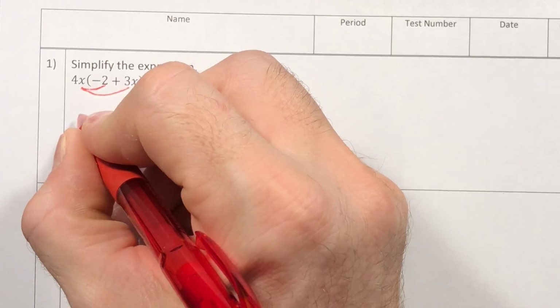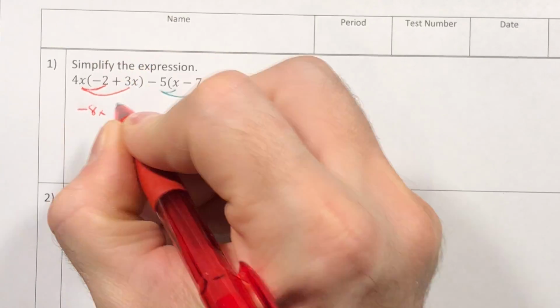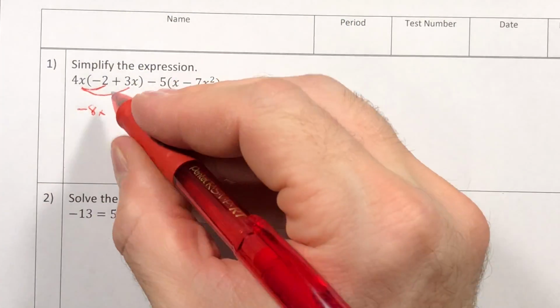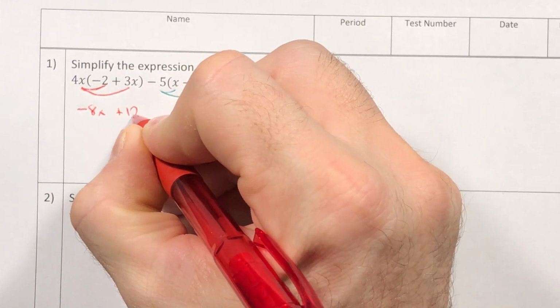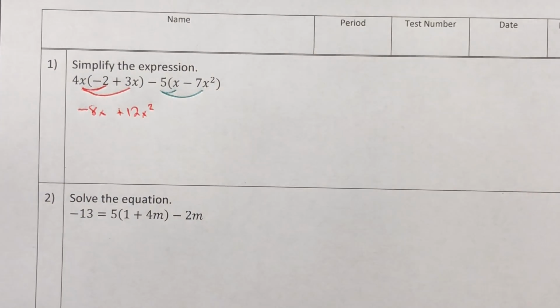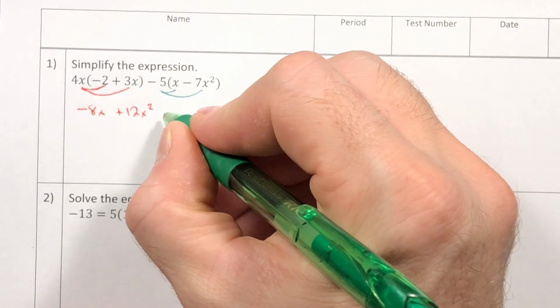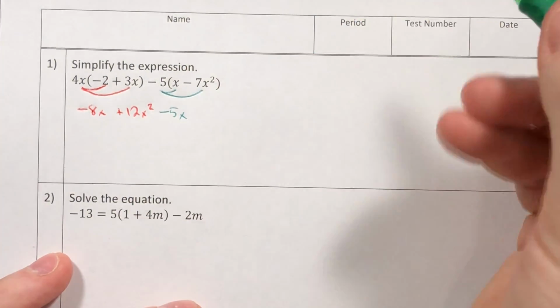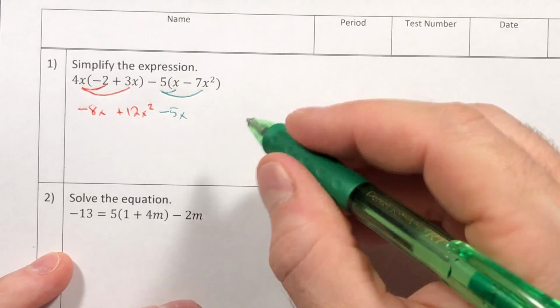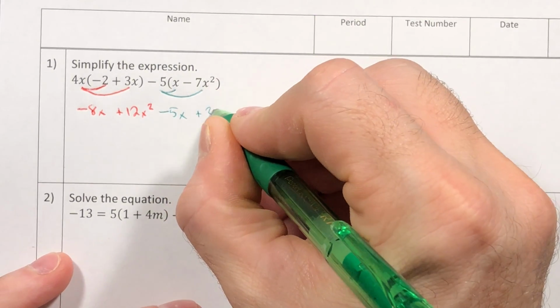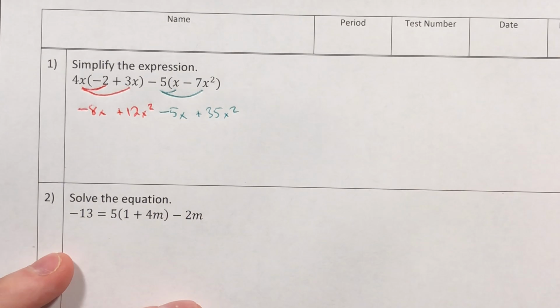So 4x times negative 2 is going to become negative 8x. And then 4x times 3x is going to become a positive 12x squared. Likewise, the negative 5 times the x is going to become a negative 5x. The negative 5 times the negative 7x squared is going to become a positive 35x squared.